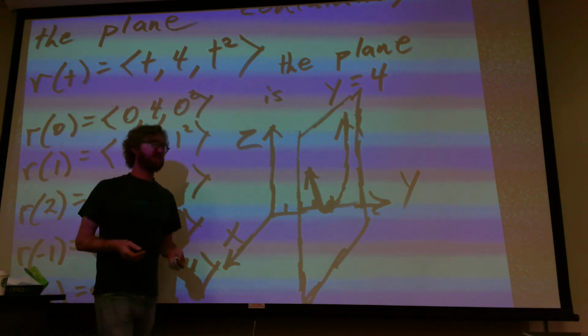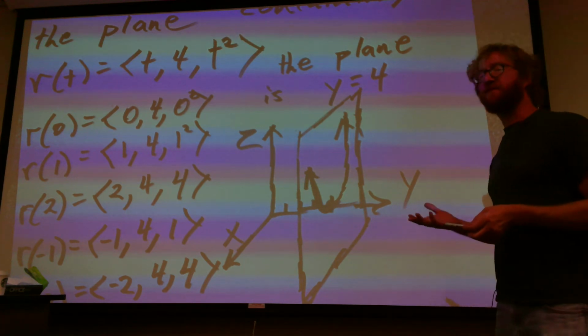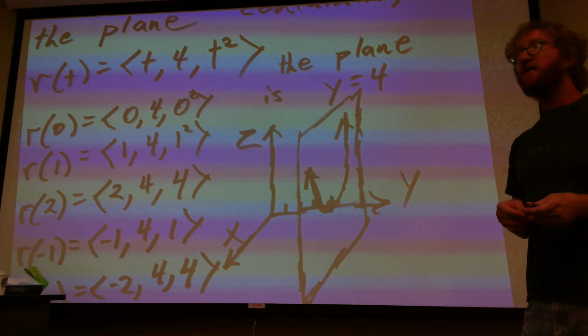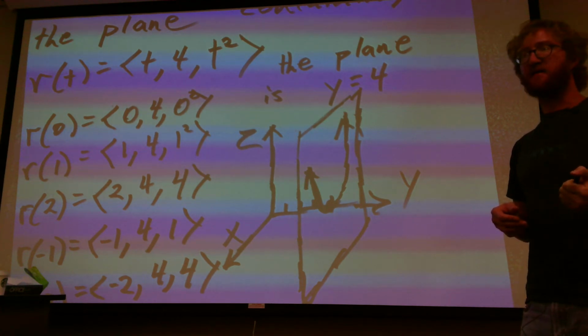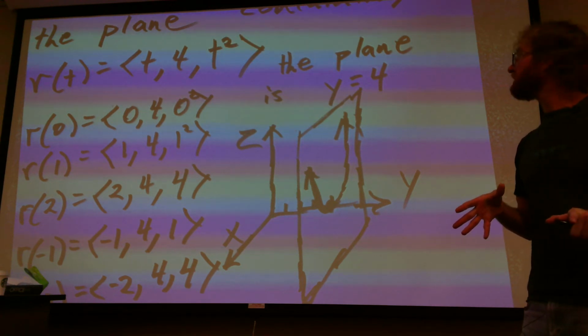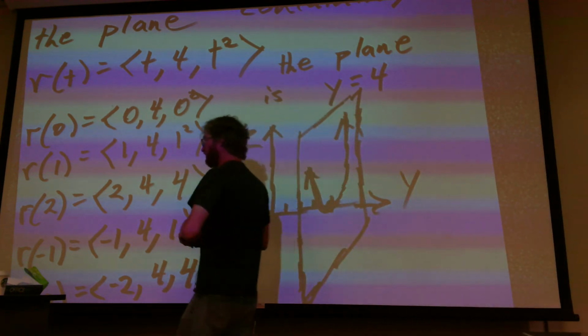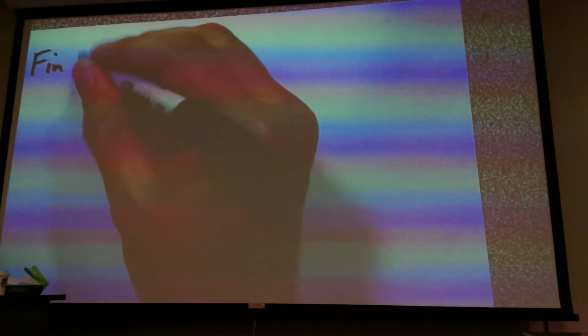Sometimes when talking about space curves, they're not always given as parametric equations. So the question becomes, how can we take a surface within a three-dimensional space and actually turn it into a parametric equation? So these things can be represented in different ways. So let's try one of those. Instead of being given a parametric equation, let's find the parametric equation.